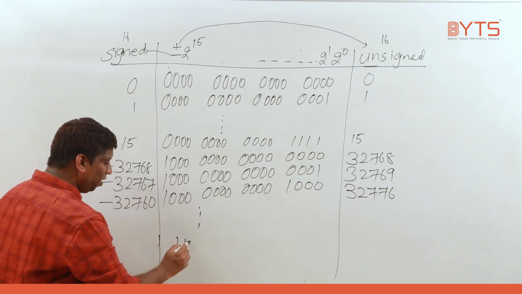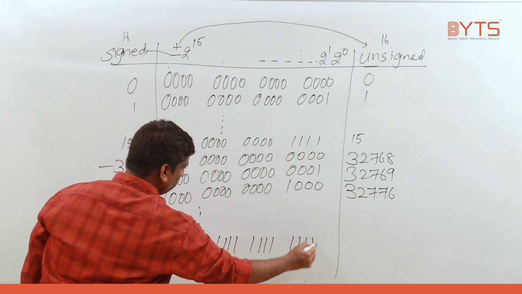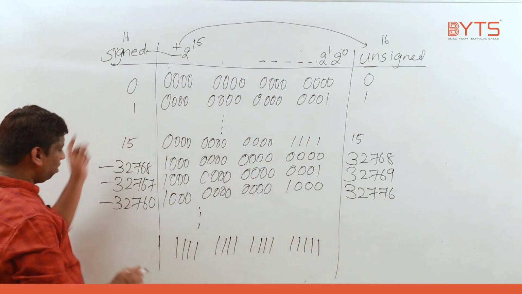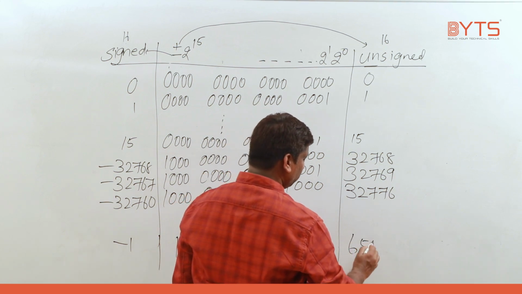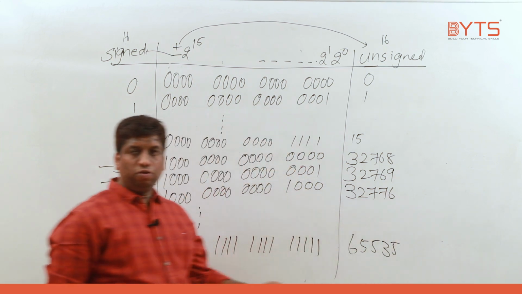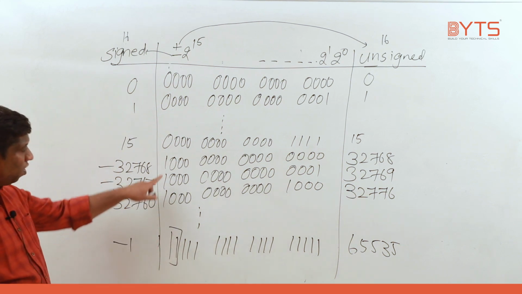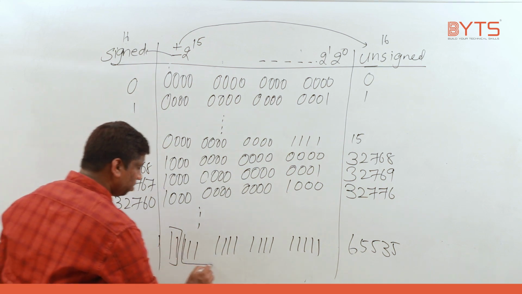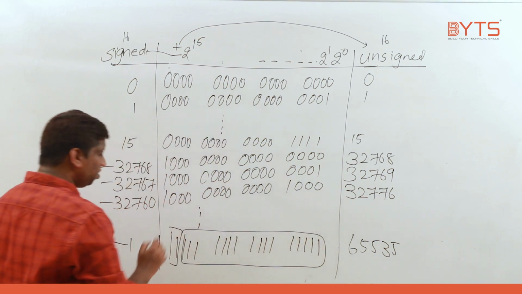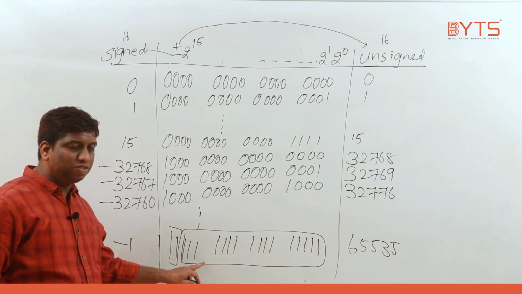Followed by the last one, which will be all ones. What is the value of all ones in signed? Minus 1. What is the value of all ones in unsigned? 65,535. Have you noticed? Only consider this one, what is this one? Minus 32768. Consider all these ones, what is this all ones? 32767, right? Minus 32768 plus 32767 will be minus 1.